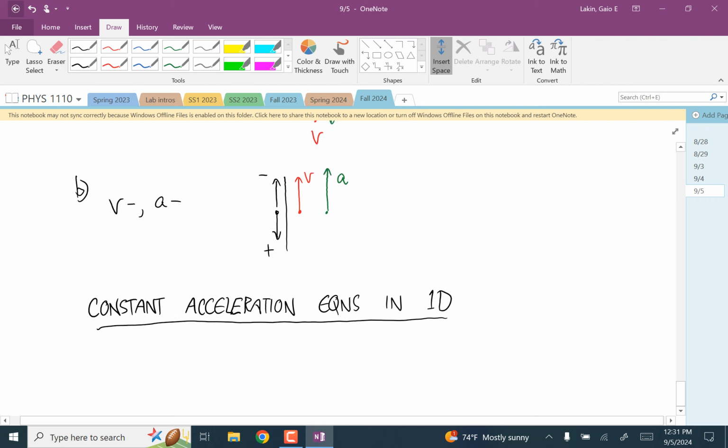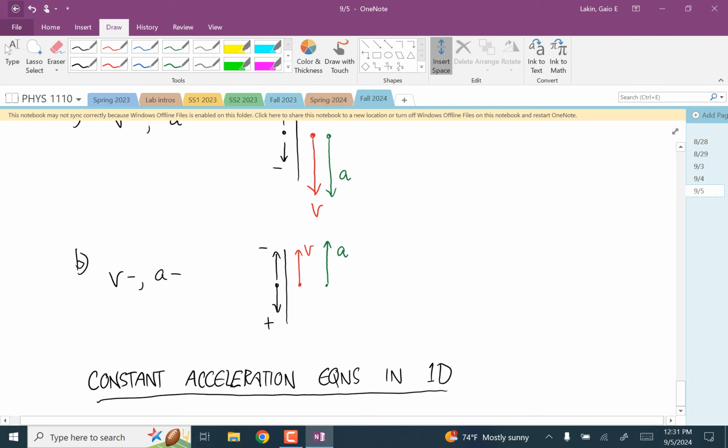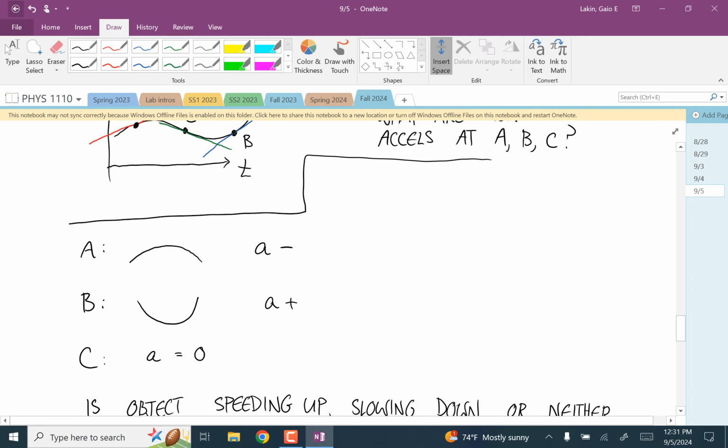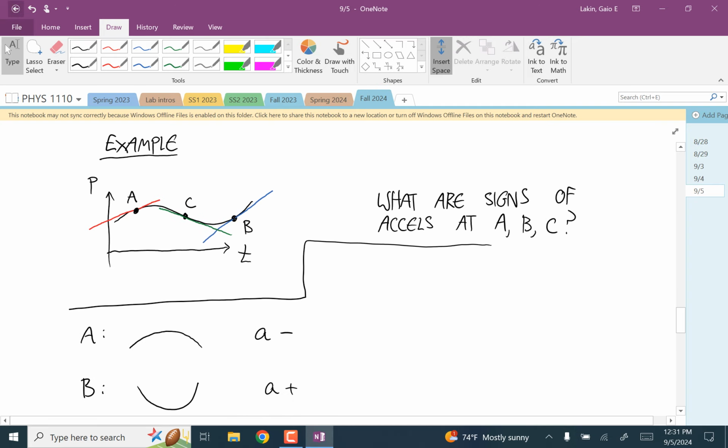And I want to go back to a couple of these graphs before I do this to make sense out of how this all works together. Let's first go back to this one. What was the acceleration at A, positive or negative? Negative. And what was the acceleration at B? Positive. So is this a constant acceleration? No. If as you go through time the acceleration changes, then it can't be constant acceleration.